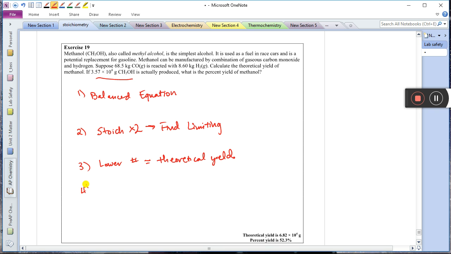And so then step 4 would be percent yield, which equals, anyone remember? Actual yield over theoretical yield. And remember, where should you always be getting your actual yield? From the problem. The only exception to that is if they give you your percent yield and you find your theoretical yield and work backwards from there. You cannot find an actual yield from stoichiometry. It doesn't work.